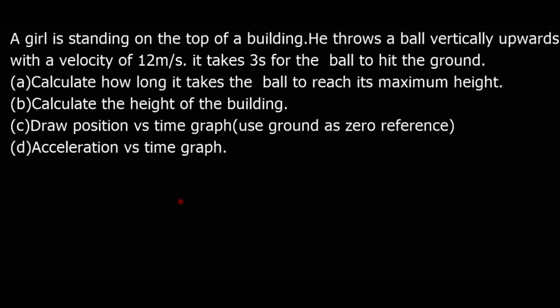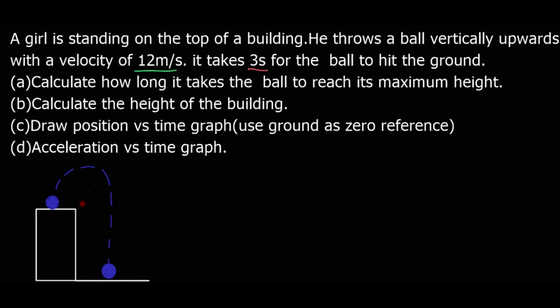This example: a girl is standing on the top of a building. She throws a ball vertically upwards with a velocity of 12 meters per second. It takes 3 seconds for the ball to hit the ground. Looking at this example, let us draw a picture. Every time we draw a picture, it helps us see what we are dealing with. So when we draw a picture, it will be something like this.